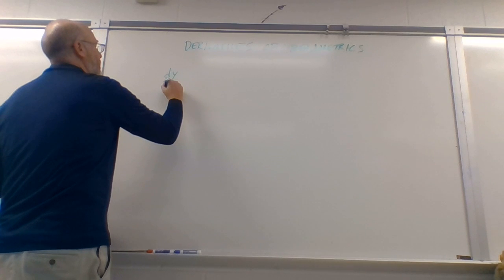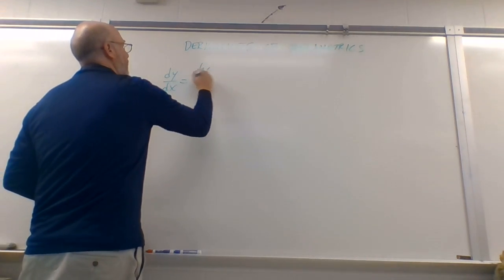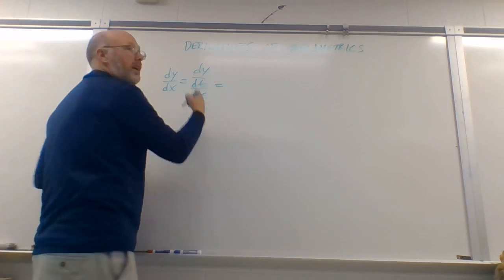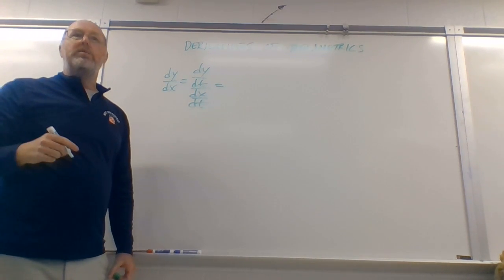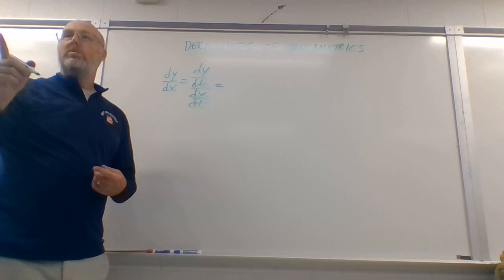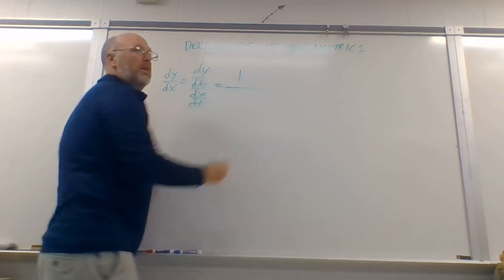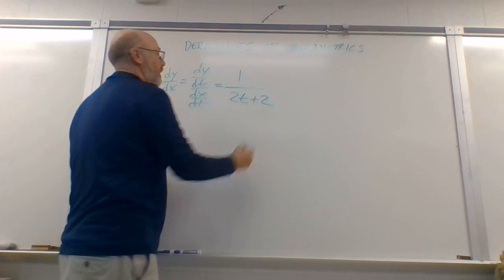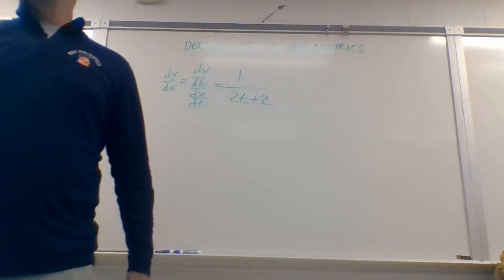So I get dy over dx, which is dy over dt over dx over dt. Did anybody take the derivative of y with respect to t? 1. Okay, cool. And then 2t plus 2. Awesome.